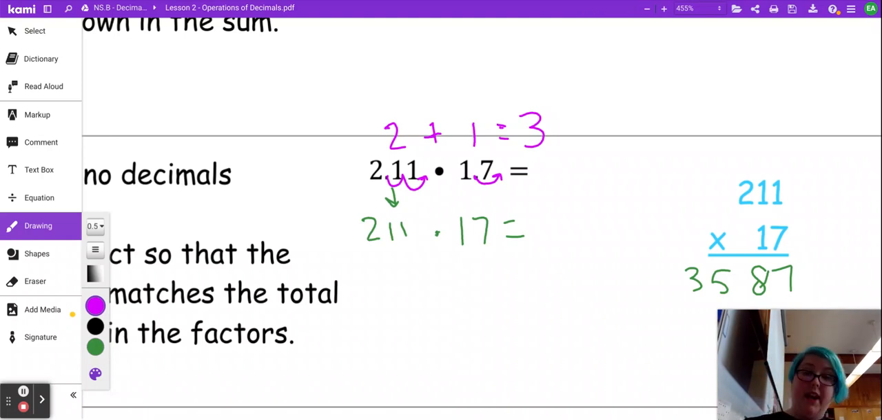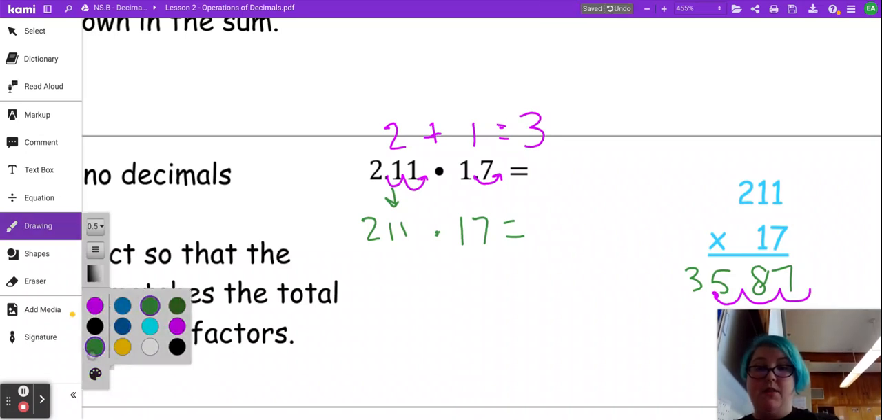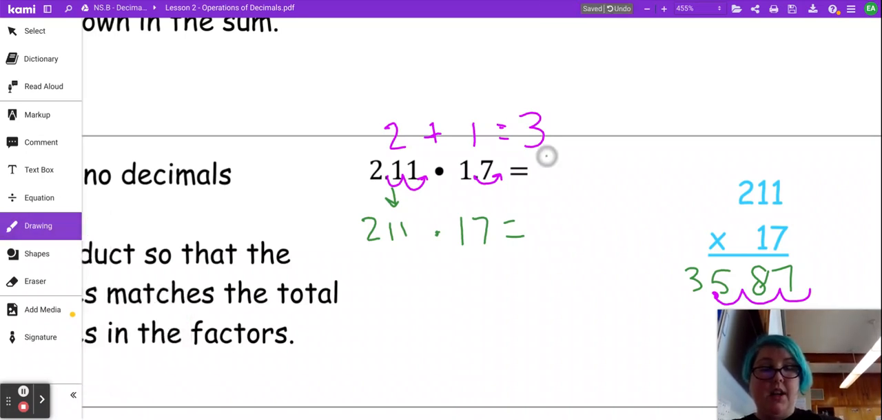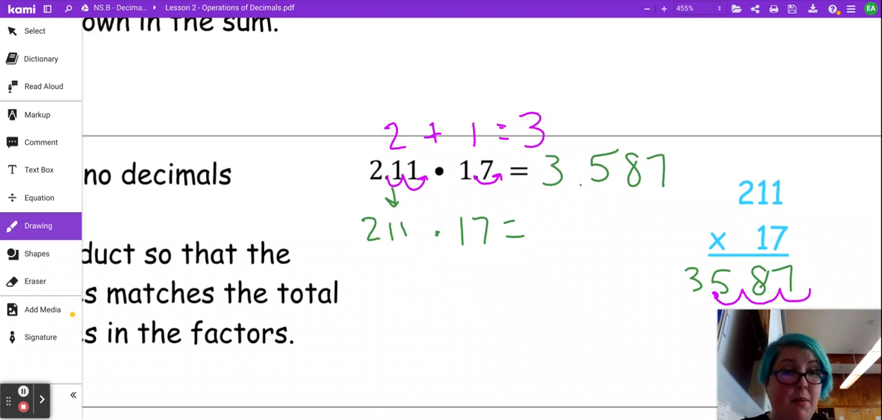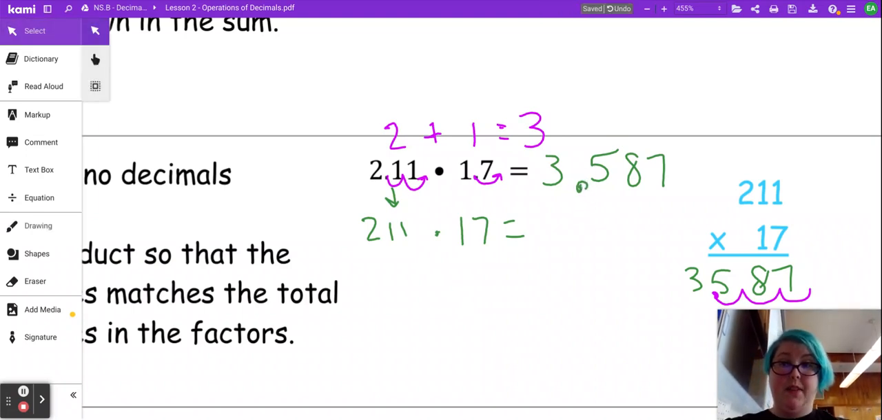So we moved them right to make them whole numbers. Now, we're going to add them back in and start at the right and go 1, 2, 3 places so that our answer becomes 3.587. So the same numbers, but we have made sure to include that decimal.